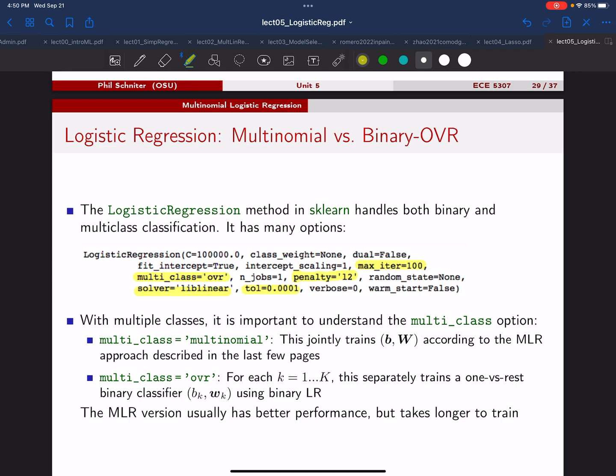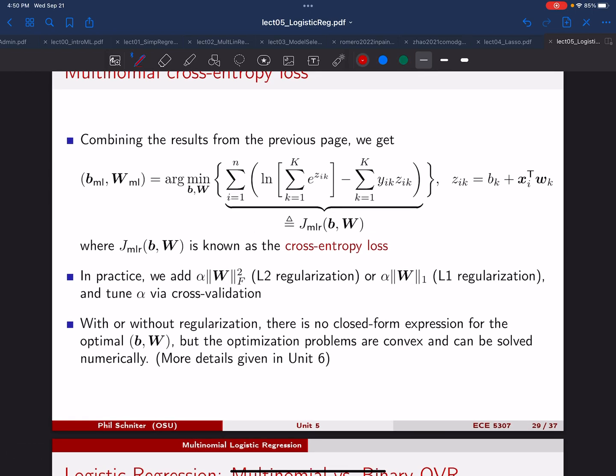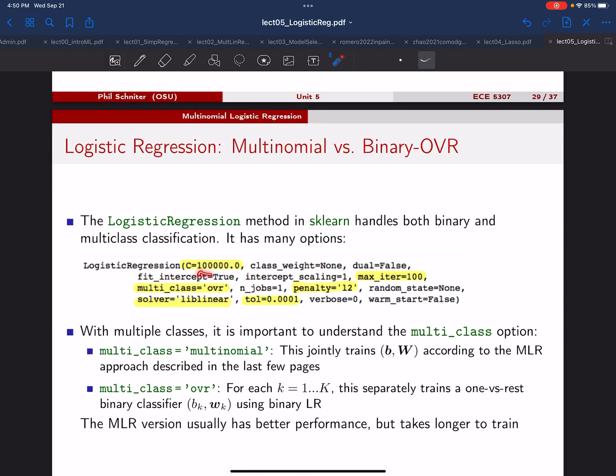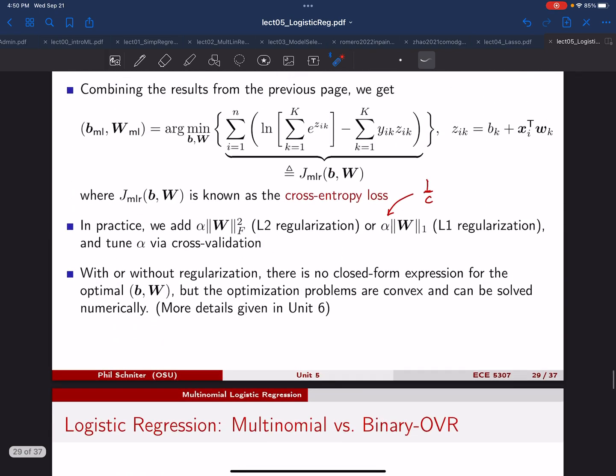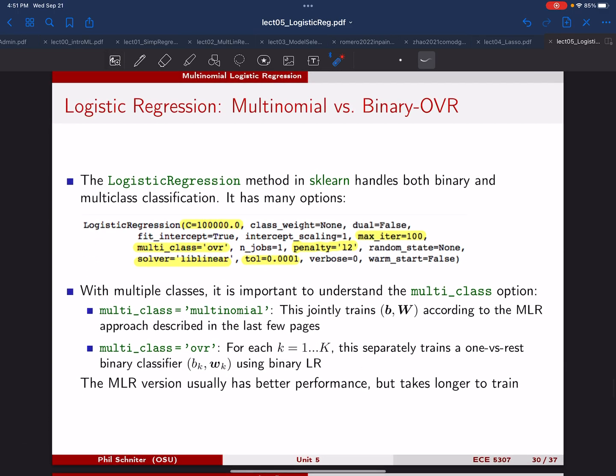And finally, this is also important. C is going to be 1 over alpha. So that's the inverse regularization strength. Here you can see how it's set by default to a large number, 100,000. That's basically like setting alpha to a very small number, so it doesn't bias your weights too much. Okay, so that's how we would implement stuff in scikit-learn, and you'll get a chance to play with some of these things in your lab as well as in your final project.